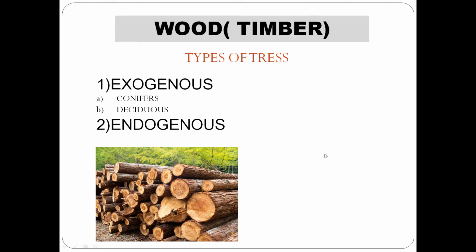Now next is types of trees. The trees are classified into two types, exogenous and endogenous. Exogenous trees are outward growing trees. A horizontal section of such trees contains several rings, which are nothing but annual rings. These rings can be used to predict the age of the tree. Most of the exogenous trees are useful for many engineering purposes.